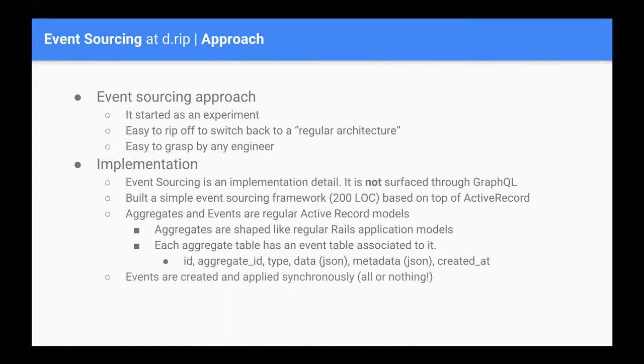And events are created and applied synchronously. That's just to simplify things. You know that you won't get into a half applied state where you have an event in the database, but you failed to update the aggregate. If something fails along the way, everything is wrapped in a SQL transaction, so nothing will happen. And we have what we call a dispatcher that connects the reactors to events. So you can subscribe specific reactors to different kinds of events.